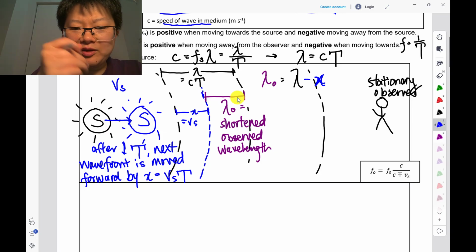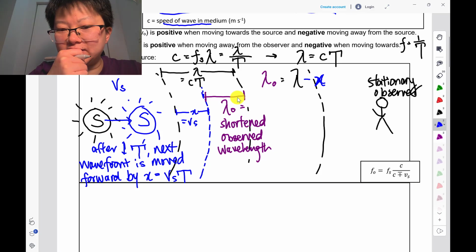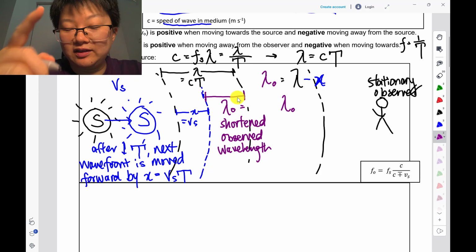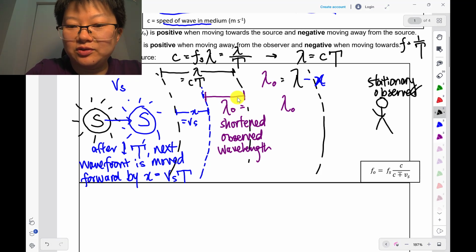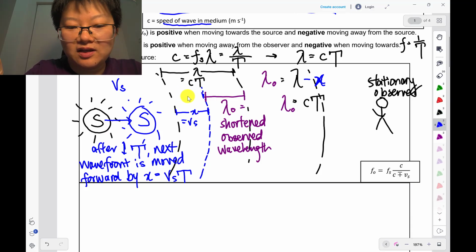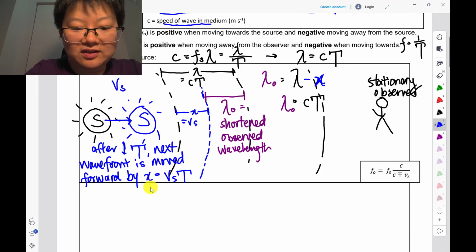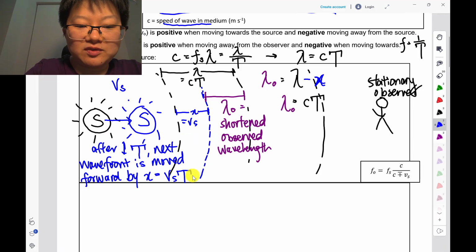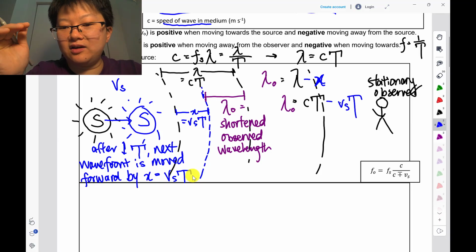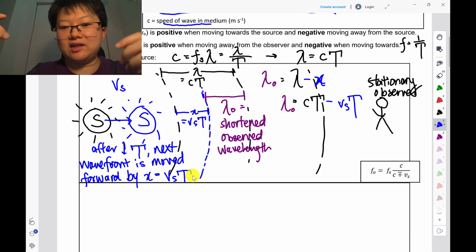And if I put everything together, it's going to look like this. I get the lambda naught is equal to, we know that the lambda here is CT, so I write CT instead. As for the blue, this is VS times the period, so I'll add it in there too, minus VS period. Now, this is where the rest gets a little bit mathy.